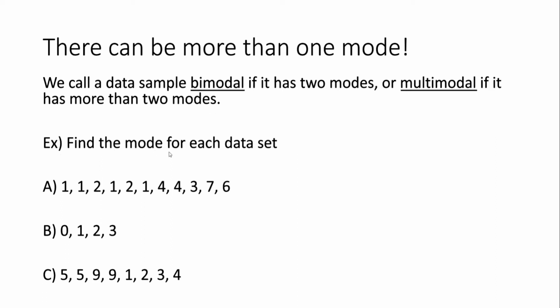We'll look at some examples here where we want to find the mode for each of these data sets. So if we look at set A, 1 shows up 1, 2, 3, 4 times. 2 shows up twice, 4 shows up twice. Here our mode would be 1, because 1 shows up 4 times, and we only have one mode here. Even though 2 and 4 both show up more than once, they aren't modes because they don't show up as many times as 1.